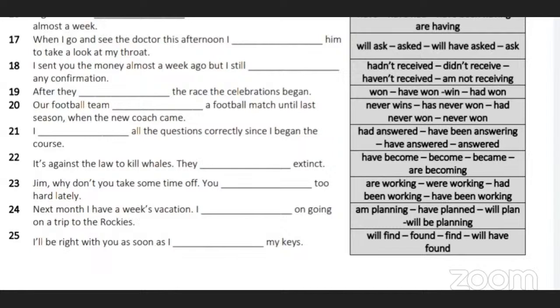Number 22. It's against the law to kill whales. They are becoming extinct. Because if they have become extinct, then why should one kill them? If something is extinct, it is not there. That is why we have to use are becoming extinct. Whales are still there.